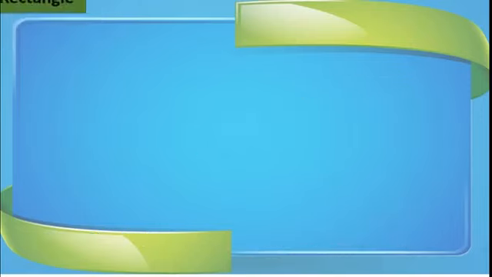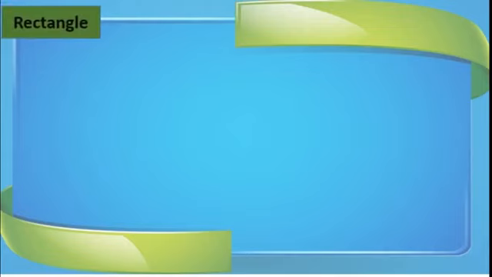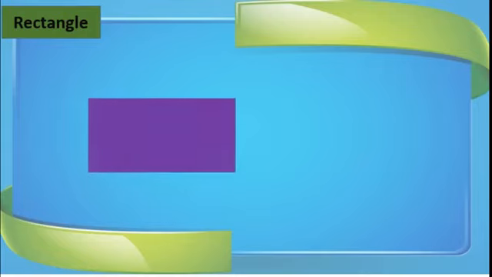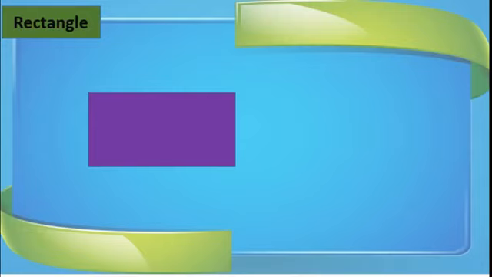Now the next thing is we will learn about rectangle and its sides. See students, this is a rectangle. It has 4 sides and 4 corners. This is a quadrilateral. Correct? Now students, we will study about its length and its breadth. Means lengthier side and shorter side.